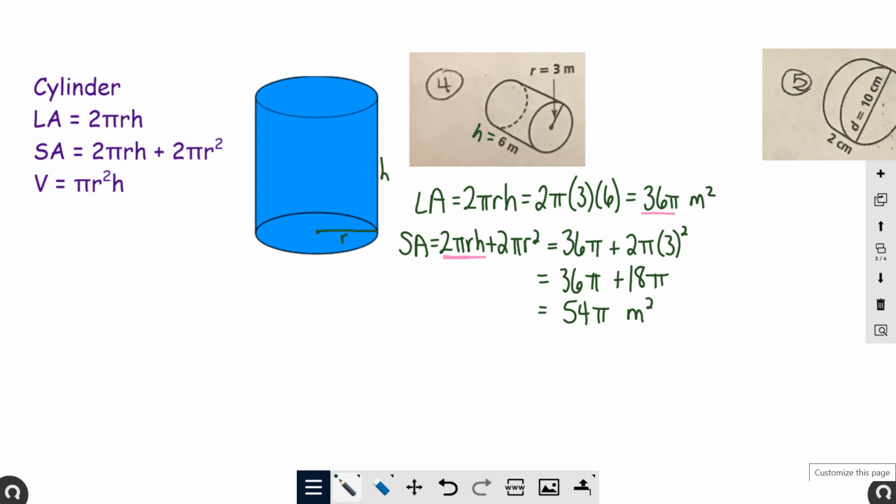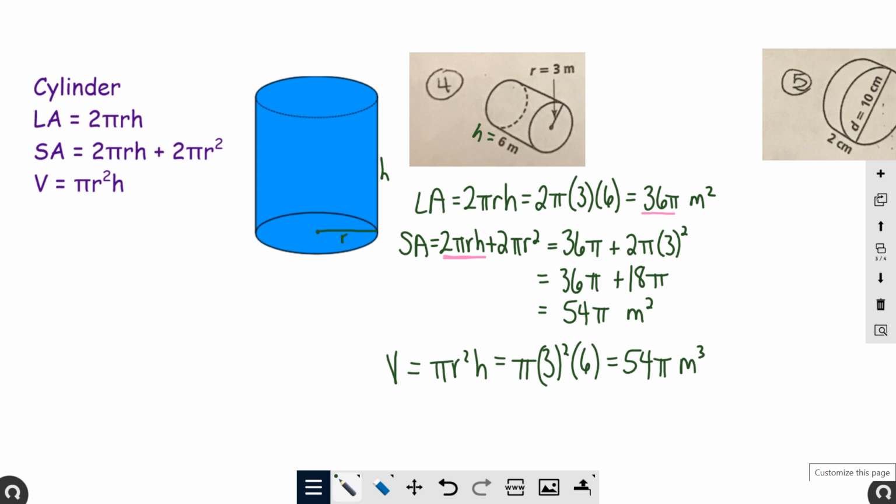All right, the last thing we have is volume. Volume is pi r squared h. So pi times 3 squared times h, which is 6. So in your calculator, just do 3 squared times 6. You get 54. Don't forget the pi, and it would be meters cubed.